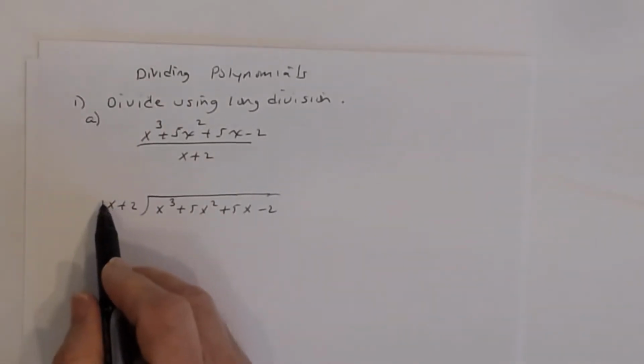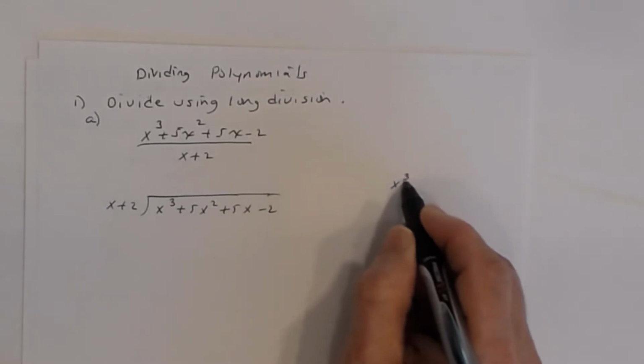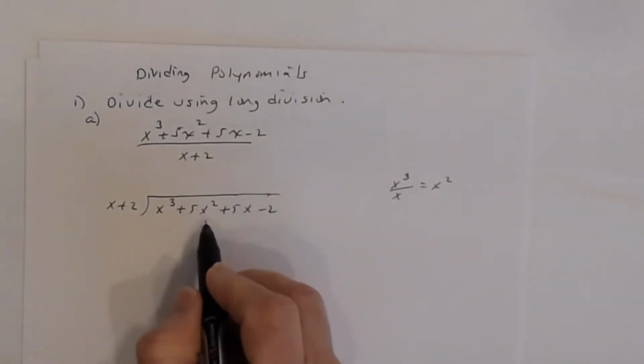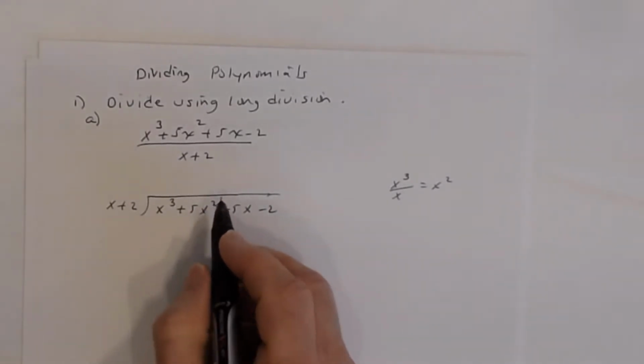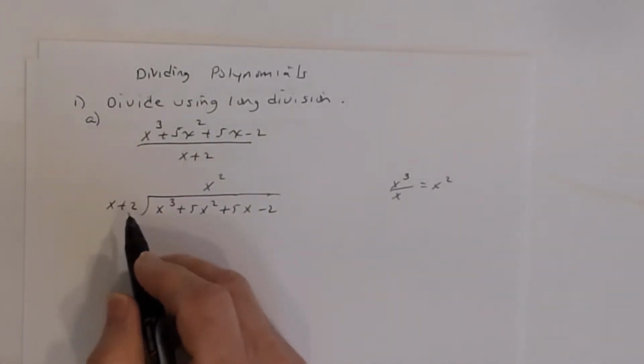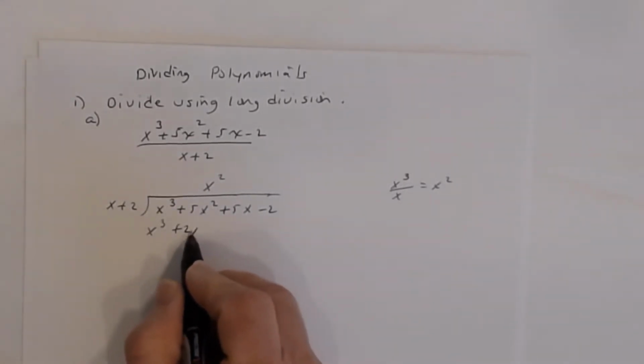So you take first x into x cubed. So you're basically saying x cubed divided by x is x squared. And let's go ahead and align it. So I'm going to put the x squareds onto each other. So I'm going to put x squared here, and then you multiply. So x squared times x is x cubed. X squared times 2 is 2x squared.